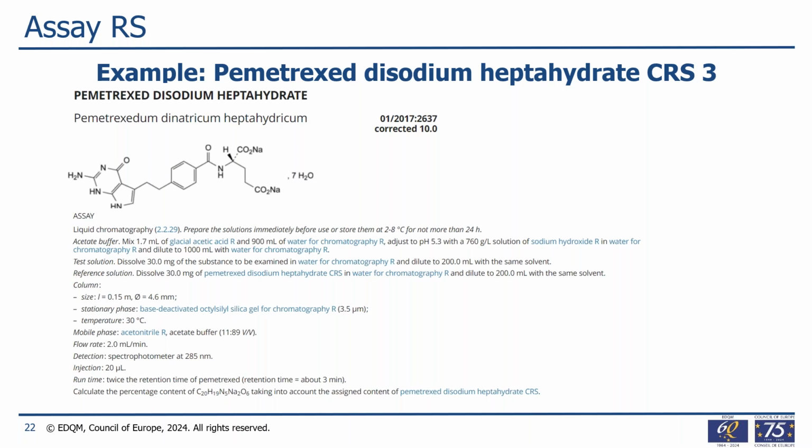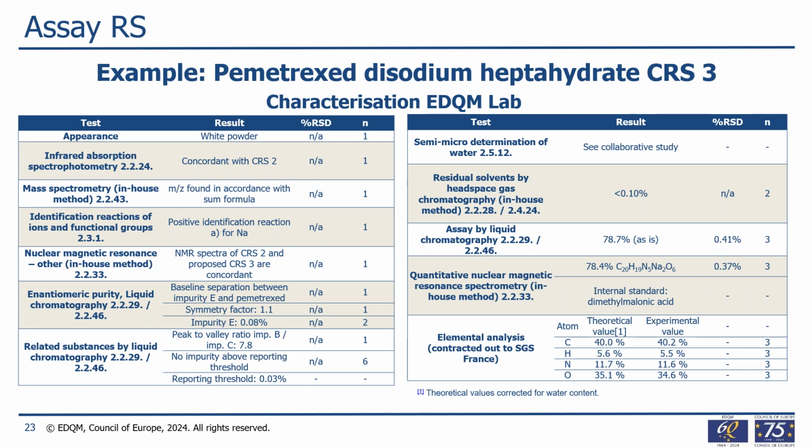This is a lot of theory, so let's put it into practice. The example I've chosen is pemetrexed disodium heptahydrate CRS, which is used in the assay of the corresponding monograph. And this is the testing we have done at the EDQM laboratory. We performed infrared, mass spectrometry, identification of sodium ions and NMR. So this is clearly the identification section. Then we have verified the relevant requirements of the monograph: the LC test for enantiomeric purity, the related substances test, the water test, and the assay.